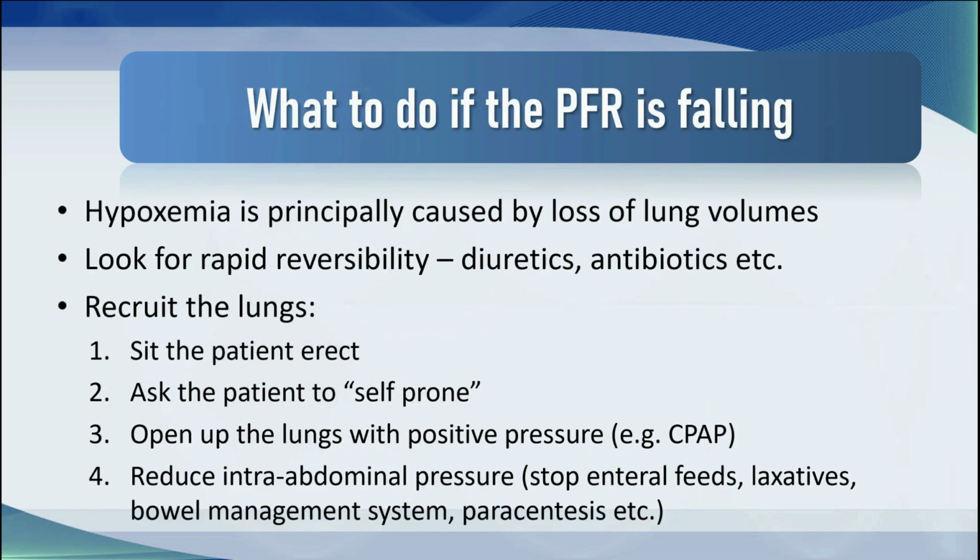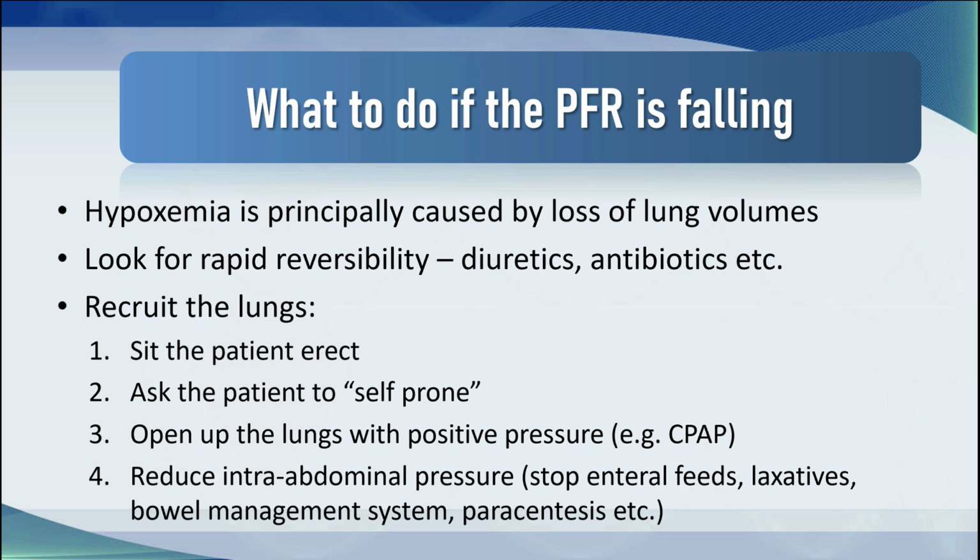What do you do if the PF ratio is falling? Hypoxemia is typically caused by loss of lung volumes. So you look for rapidly reversible elements, such as diuretics or antibiotics or a recruitment maneuver. For example, in the recovery room, if someone's a little bit hypoxemic, we ask them to take a deep breath in, and that pops open a lot of atelectatic lung units. But that doesn't really work in acute lung disease. So you recruit the lungs, you sit the patient erect, you might ask the patient to turn themselves prone.